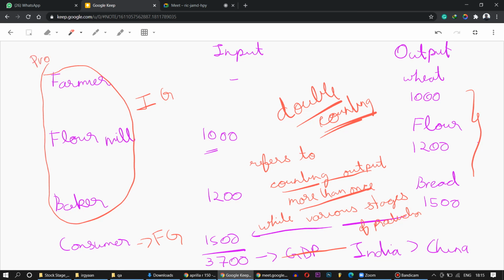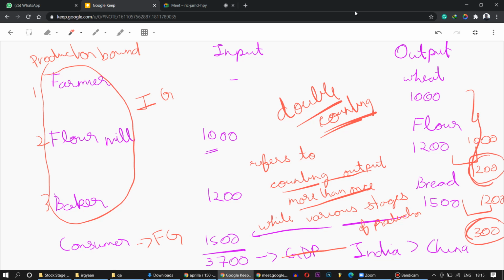This is a production boundary. We are going from 1 to 2 to 3. We are going through these 3 stages of a production boundary. And when we do that, we are counting output more than once. Here the output is 1000. Here the output is 1200. Difference is what? 200. Difference is what? 300. So if I take this 300, if I take this 200, if I take this 1000, what do I have? 1500. So we must see the difference.